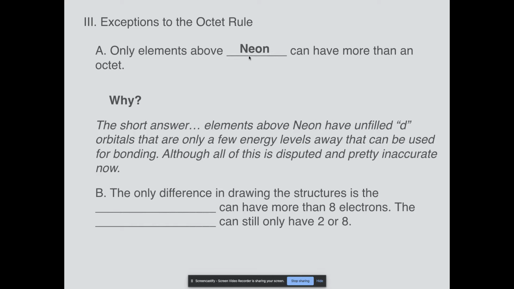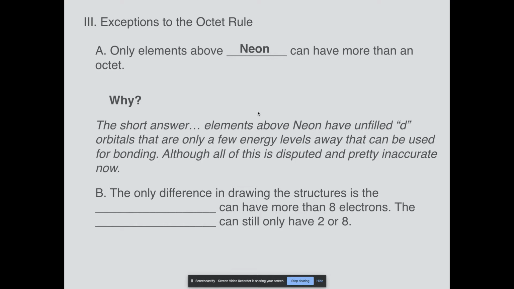So if you want to know why above neon? Why does it take beyond element number 10 to have exceptions to the octet rule? The short answer that was always given to me was elements above neon have unfilled d orbitals that are only a few energy levels away that can be used for bonding. Now, if you say that to someone, that is completely disputed and is pretty much 100% inaccurate.